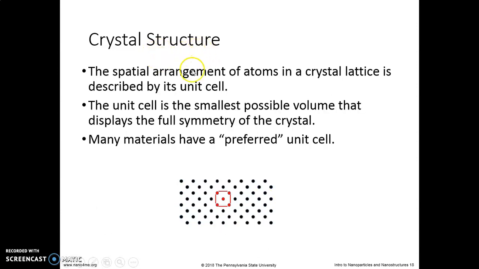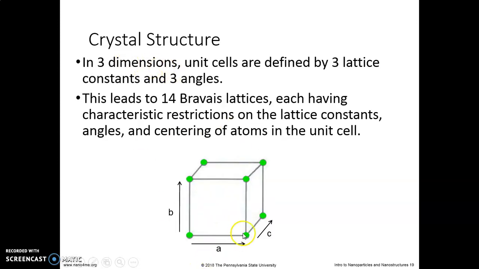Then crystal structure. The spatial arrangement of atoms in a crystal lattice is described by a unit cell. Here you can see how the lattice is defined with the help of the unit cell. The unit cell is the smallest possible volume that can display the full symmetry of the crystal. Many materials have preferred unit cells. Here you can see the preferred unit cell.